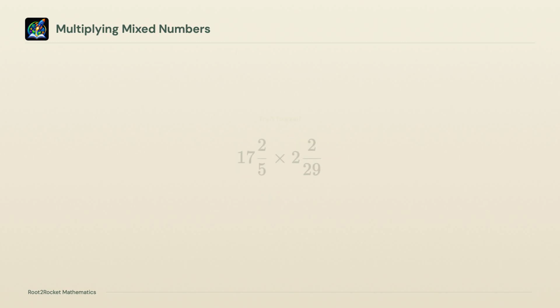Finally, let's try this. Do this on your own. Simplify 17 whole number 2 over 5 times 2 whole number 2 over 29, just like what we did in our previous example. Just try it yourself. Put your answer in the comment section and let us know the level of difficulty you encounter, either it is very easy for you, medium, or very hard.